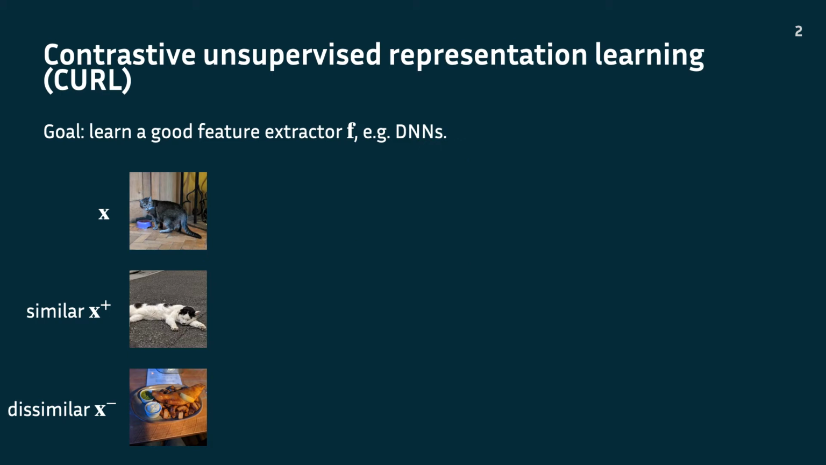In this work, we analyze contrastive unsupervised representation learning, shortly CURL. CURL is a popular class of representation learning algorithms in the last few years. CURL aims to learn a feature extractor f, such as a neural network, that extracts a good feature vector by solving a contrastive unsupervised task. Roughly speaking, CURL assumes that we can access a triplet of samples: a base sample x, for example a cat image, a similar sample x plus, for example another cat image, and a dissimilar sample x minus, for example a fish and chips image.